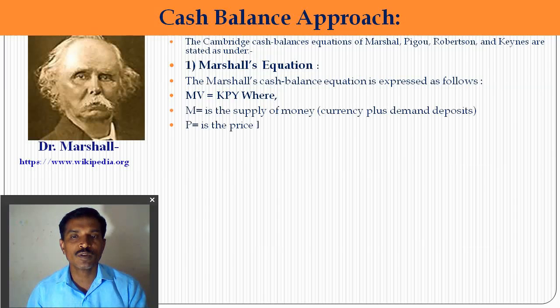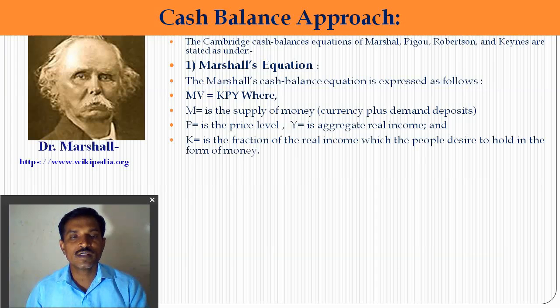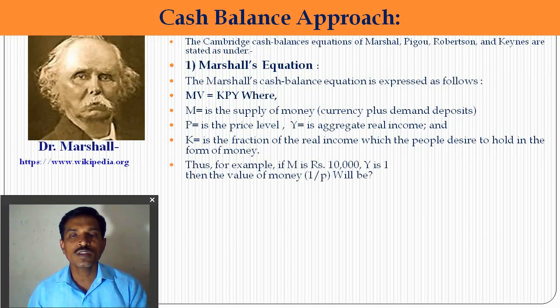plus demand deposits, P means the price level, Y means the aggregate real income, and K is the fraction of the real income which people desire to hold in the form of money. So K is the part of the income which people desire to hold in their hand. For example, M is 10,000, Y is 1 lakh units, and K is 0.5.